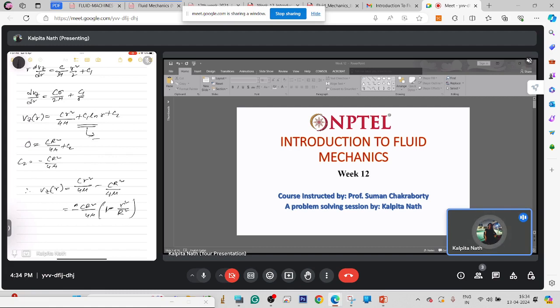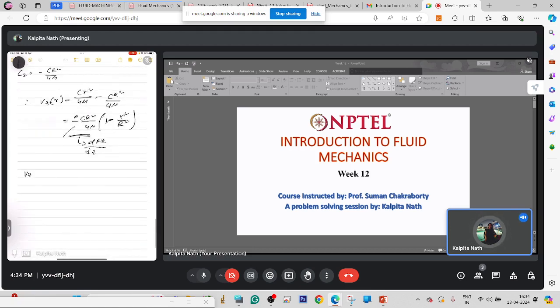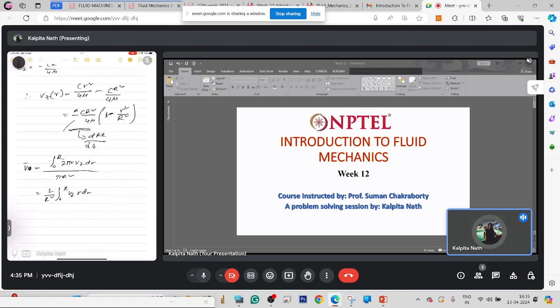So this thing can be written as dp star/dz, and it has to be negative to drive the flow in the z direction. That's why the negative sign comes. Now from here we can write the average velocity. This is the integral from 0 to R of 2 pi r vz dr, and this is pi R square. So this will come out to be 2 upon R square, integral from 0 to R of vz r dr.